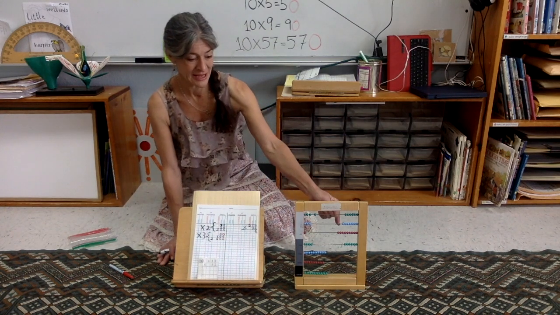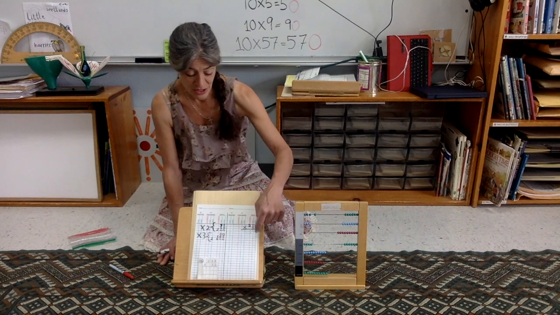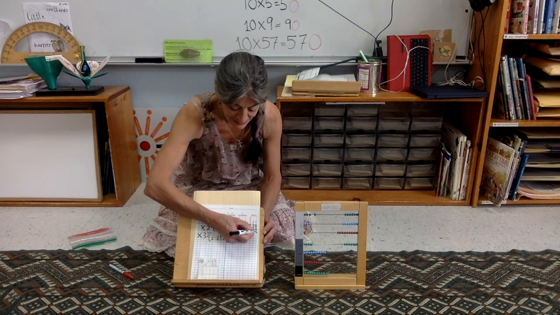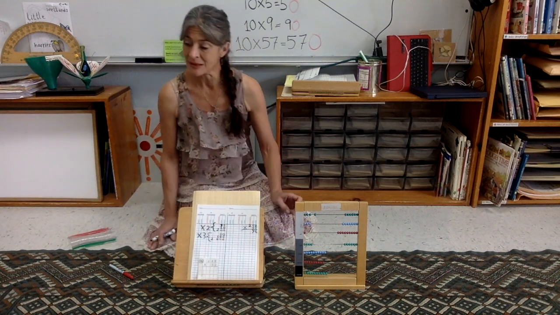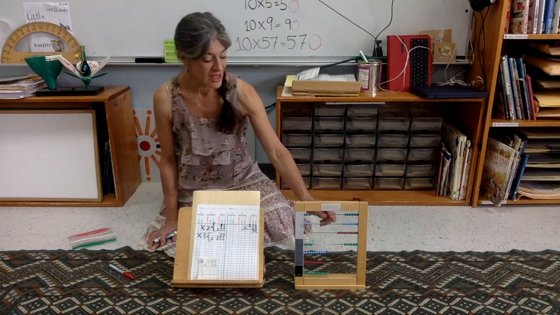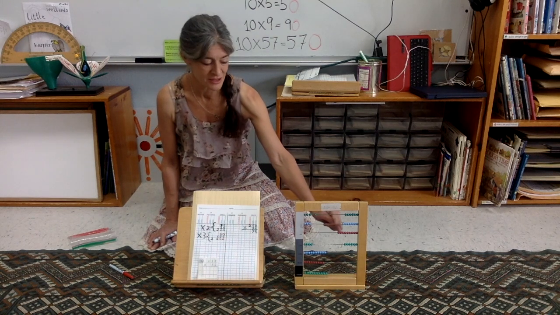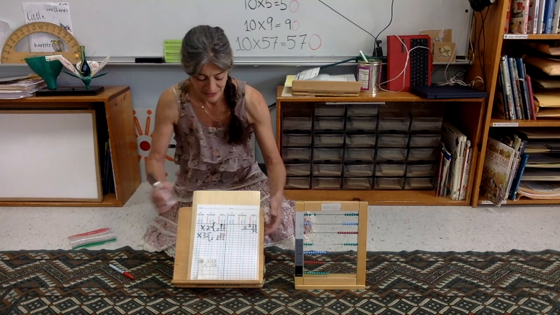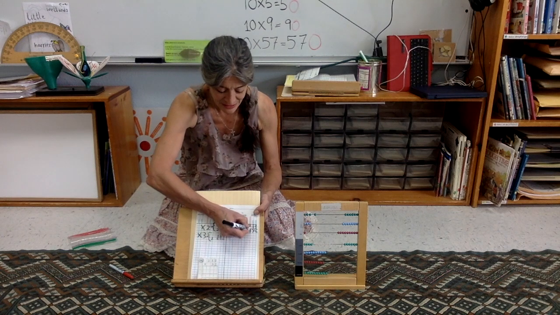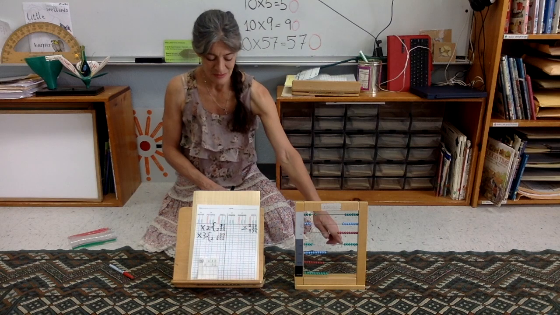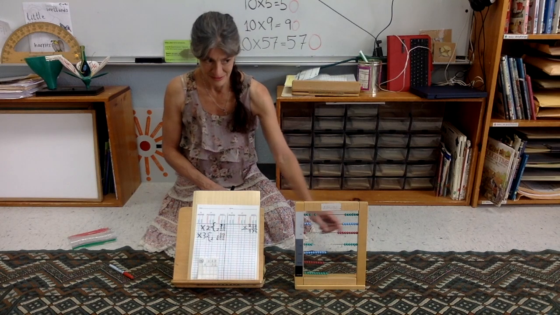Next, how many 10s? 7. So on the blue line next to the 6, put a 7. Good. And then how many hundreds? 9. So that's going to go on this red line here. 9. And then how many thousands? 1, 2.